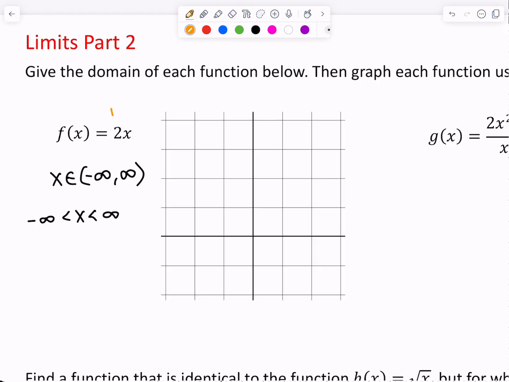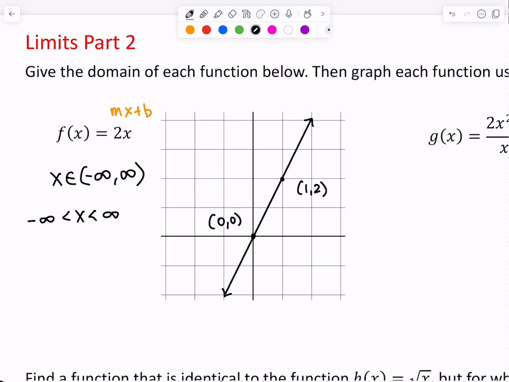This function has the form mx plus b. It is a linear function. m is 2 and b is 0. So we know that the line will go through the point (0, 0), and then the slope is 2, so go right 1, up 2, which takes us to the point (1, 2). And then draw a line connecting these points.